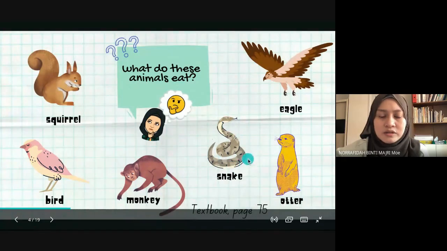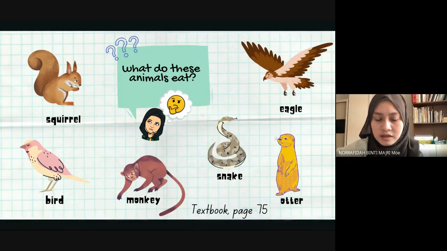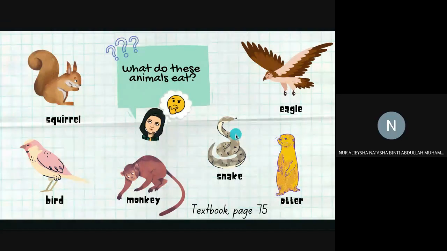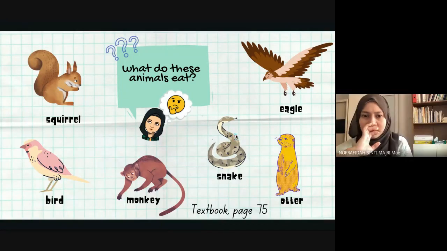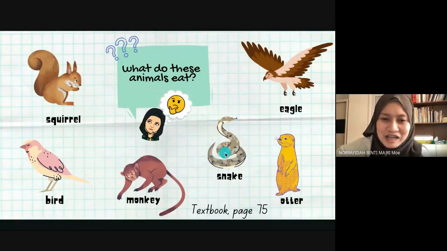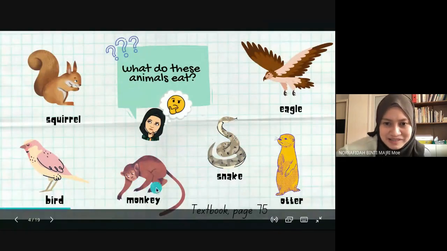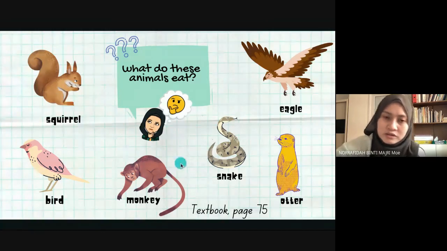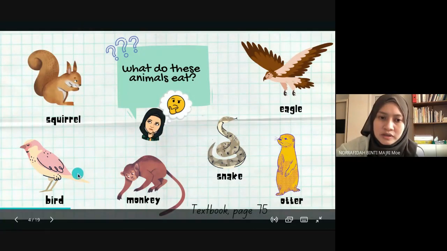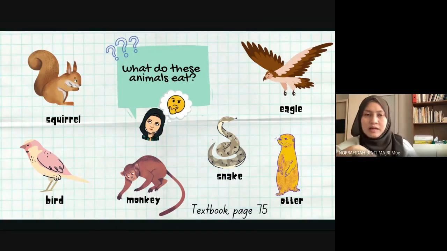And the last one, snake. What does a snake eat? Monkeys, birds, squirrels, fish. Snakes eat other small animals, for example rats. In this picture, the snake can eat the monkey if possible. The snake can also eat squirrels and birds, usually the birds in the nest. If there are baby birds, that is what the snake really likes to eat.